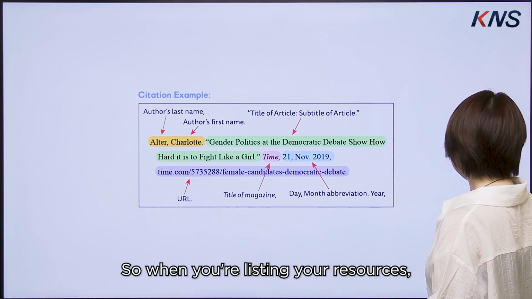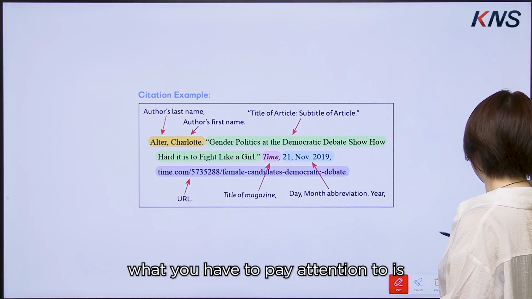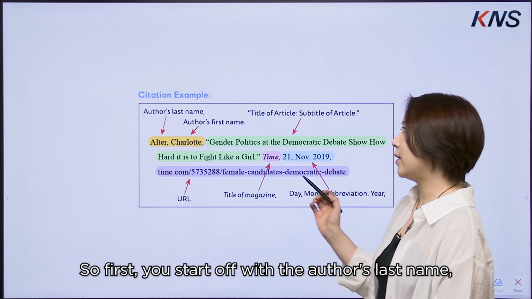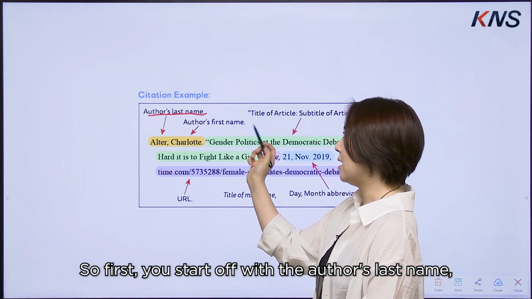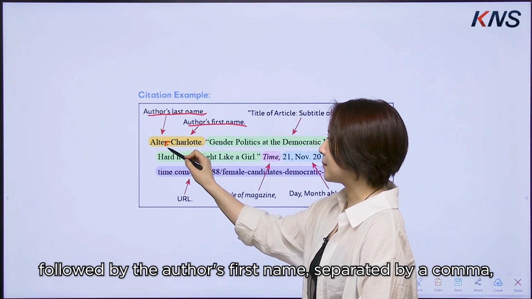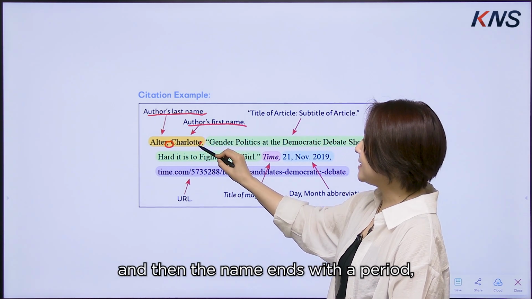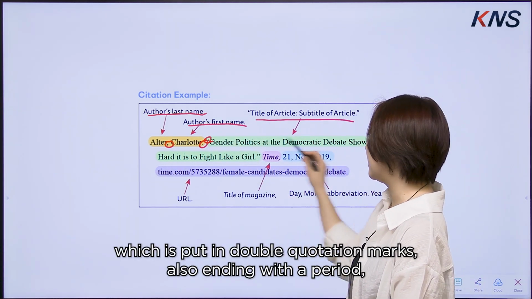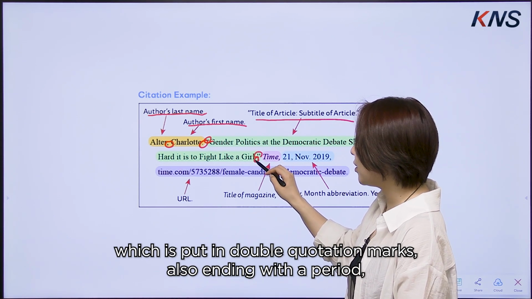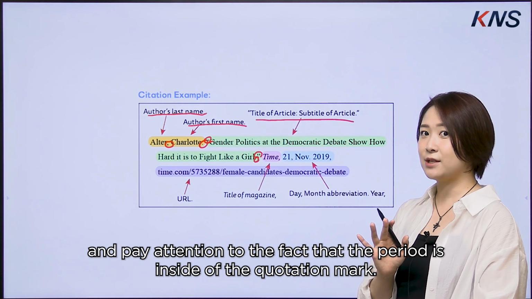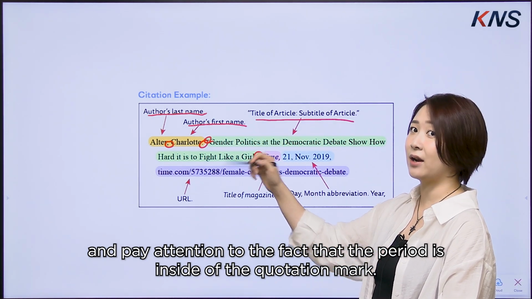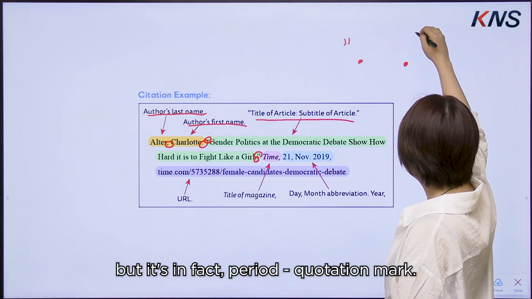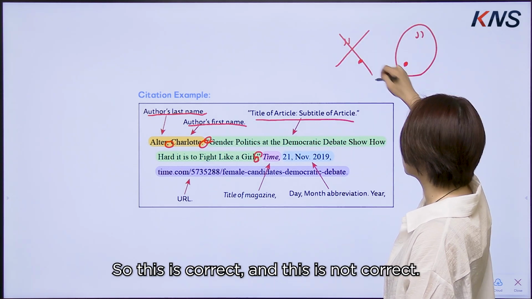When you're listing your resources, what you have to pay attention to is the order in which all of the information is listed. First you start off with the author's last name, followed by the author's first name, separated by a comma, and then the name ends with a period, followed by the title of your website, which is put in double quotation marks, also ending with a period. Pay attention to the fact that the period is inside of the quotation mark. So it's not quotation mark period, but in fact period quotation mark. So this is correct and this is not correct.